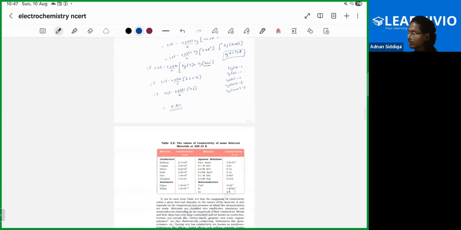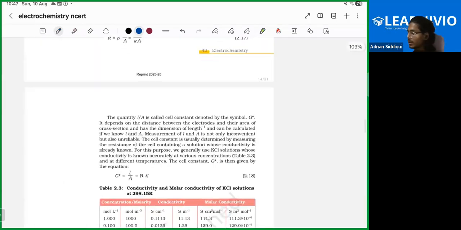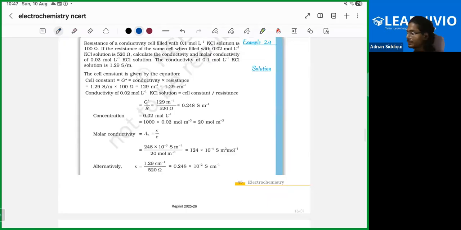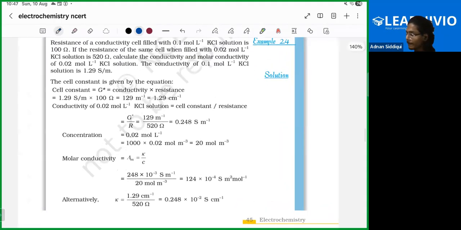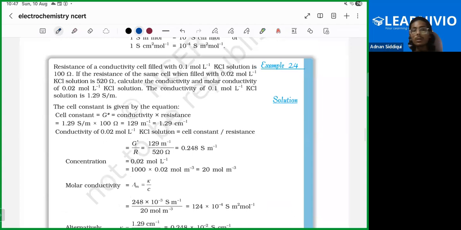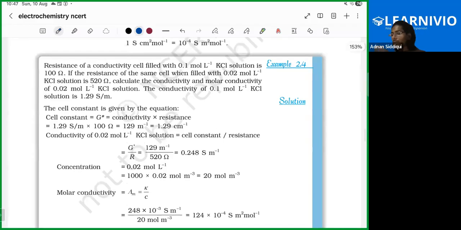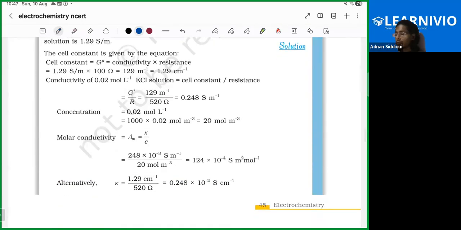Okay, let us do some more questions. And in the next class, we will start the revision of the solution chapter. This is a question from your later part, the conductance part. So what it is saying basically, you are given the resistance of a conductivity cell filled with this concentration. The resistance is given, the concentration is given. If the resistance of the same cell when filled with 0.02 mole per liter KCl solution is this, calculate the conductivity and molar conductivity. You have to find kappa and lambda m. The conductivity of this is this. So how are you going to proceed? Let us see.